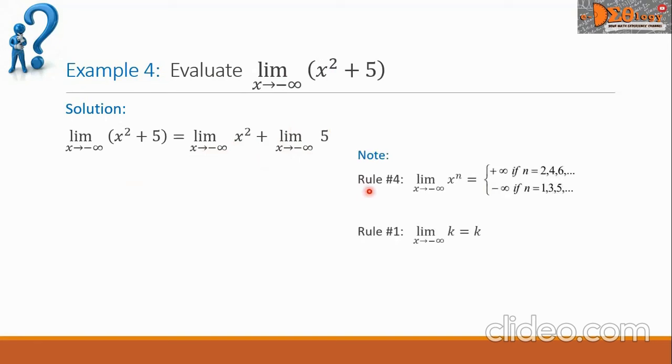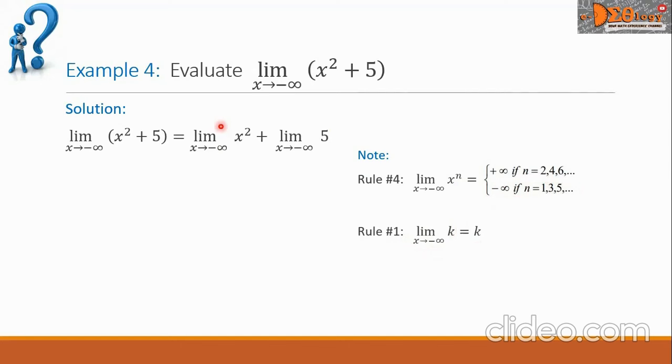Let us note that by rule number 4, the limit of x raised to n as x approaches negative infinity equals positive infinity if n is an even number and it is greater or equal to 2, while the answer will be negative infinity if n is an odd number that starts with 1 onwards. And the rule number 1 says the limit of the constant k as x approaches negative infinity equals k.